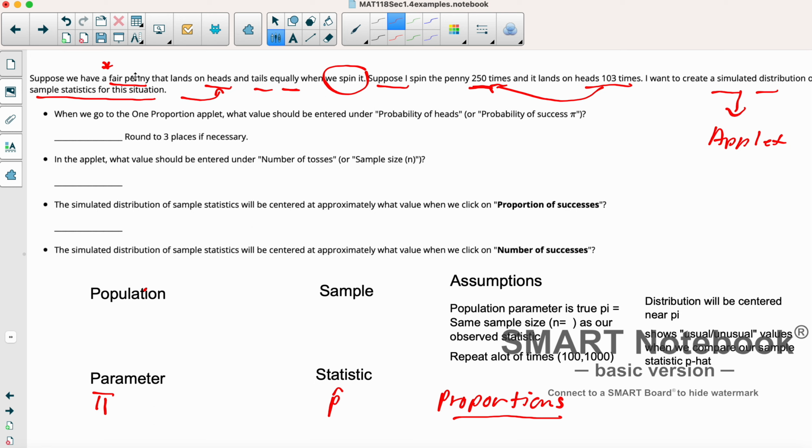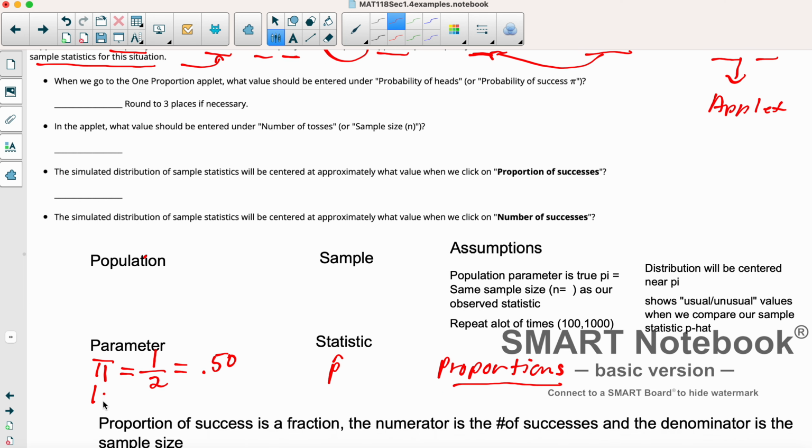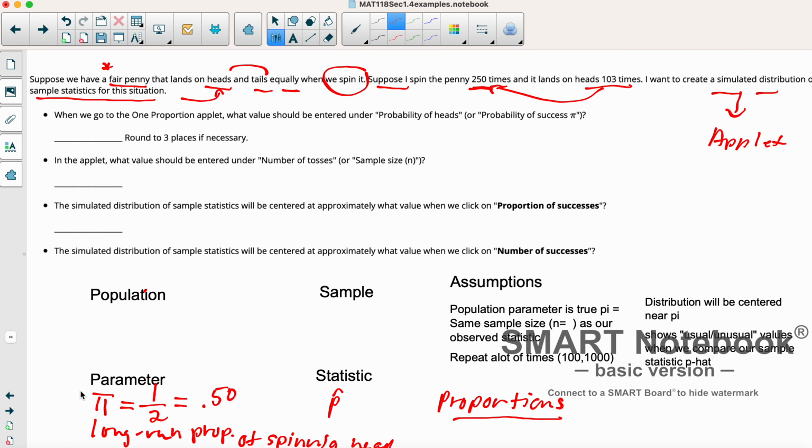All right, so I have a fair penny. This is one of those games of chance type things, right? If I have a fair penny, we know in the long run that it equally lands on heads and tails. So in the long run, I would expect to get heads half of the time, or 0.5, or 50%. So this is the long run proportion of spinning and getting a head. So that goes with my population.